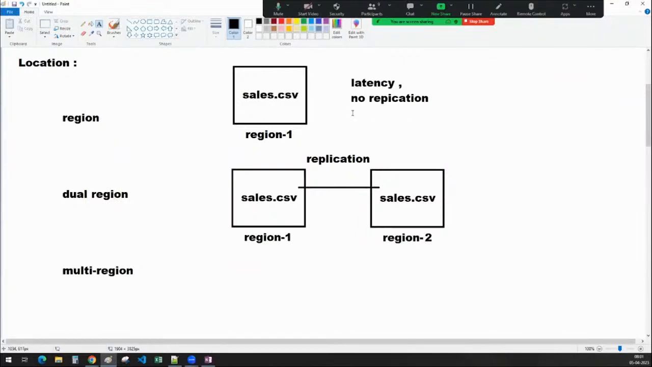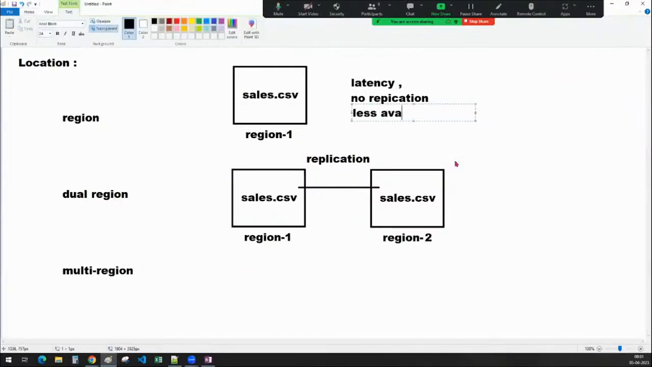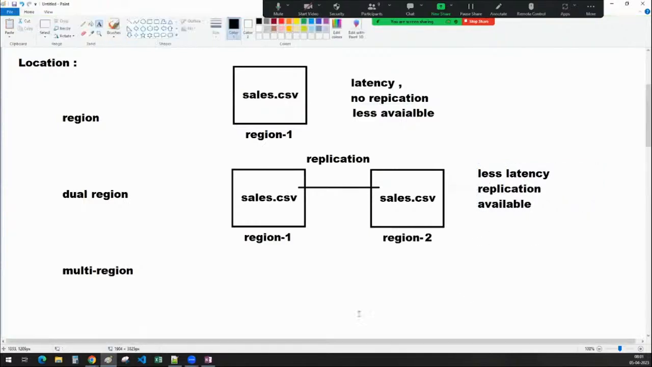And what is the advantage? Here it is less available, but here there is less latency, replication is there, and availability is there. The data is highly available. And one more thing: when I say dual region, I am getting these kinds of benefits from the dual region.